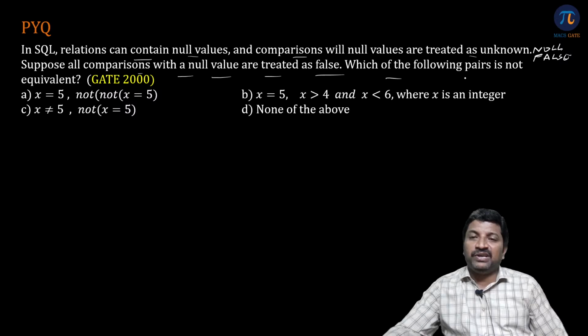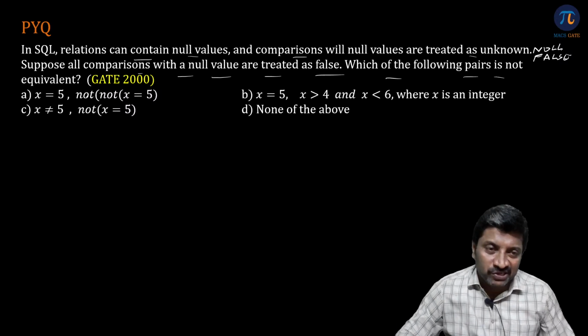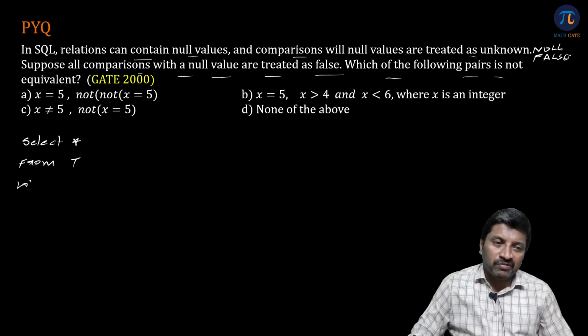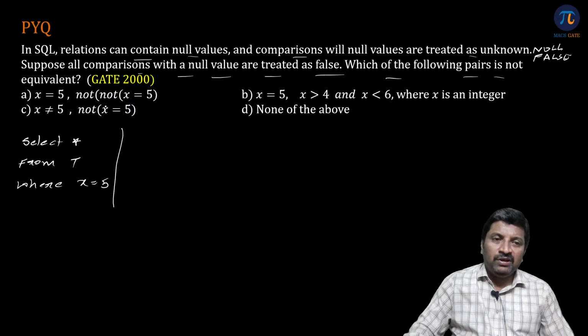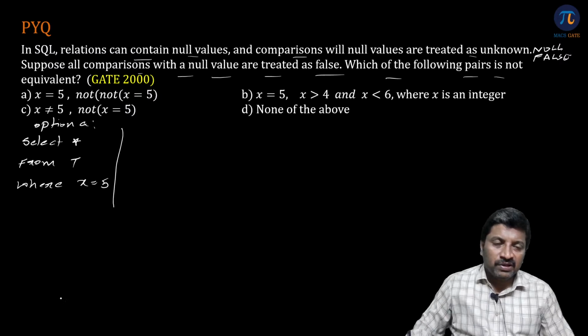Which of the following pairs is not equivalent? So we just need to verify which pairs are not equivalent. Sir, what does it mean? Something like select star from table T where x equal to 5. In the first option, what is the second one, sir? Let me write it. Option A.